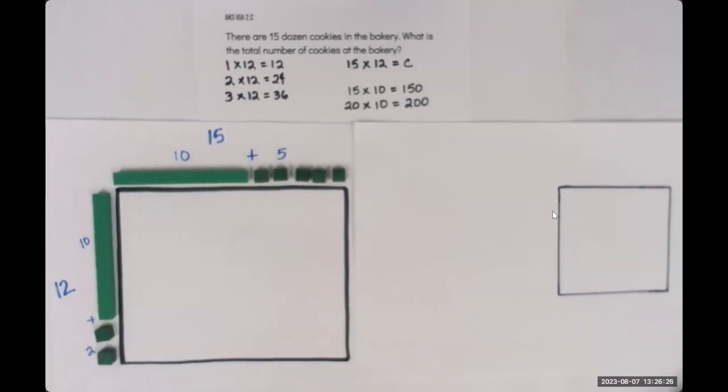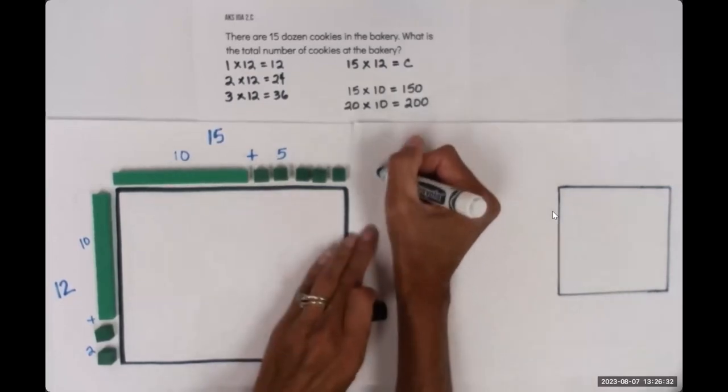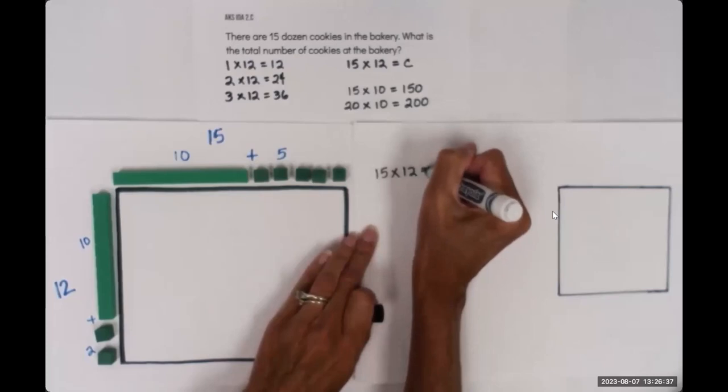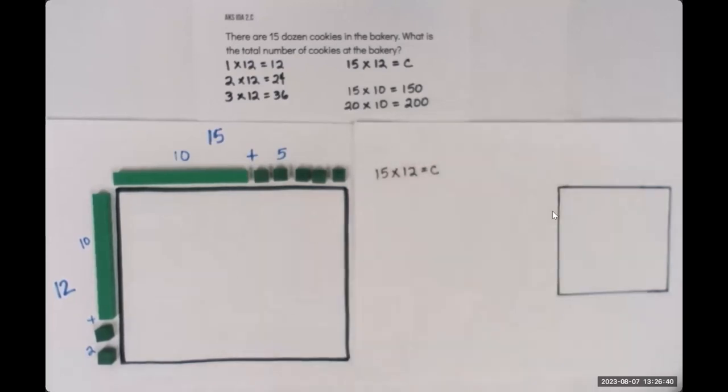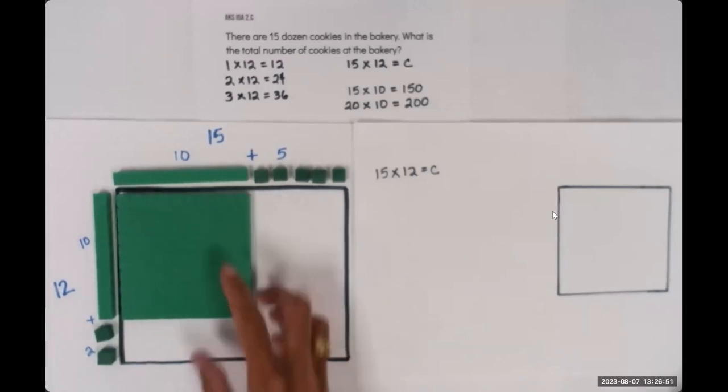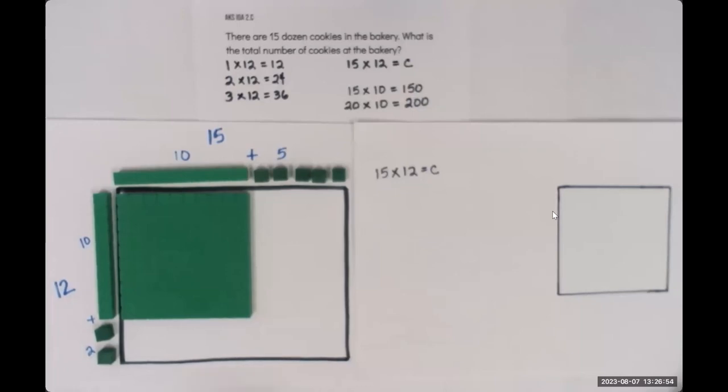Now let's go ahead over here and write our equation again. So let's recap here. We have 15 times 12 equals C, the total number of cookies. And I'm looking at my model, and I can see right here an area, a smaller part of this rectangle, that has a length of 10 and a width of 10. So let's record that.